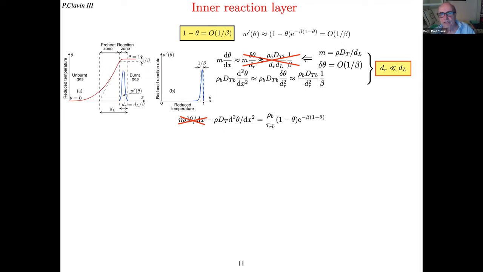So this being negligible, now the problem that you have to solve in the inner zone reduces to this nonlinear equation where rho dt is constant. Here you have a nonlinear term of theta. Now, this diffusion term should be balanced by the reaction term. And this reaction term is of order unity. 1 over theta is of order 1 over beta. So the order of magnitude of this term is 1 over beta, rho b divided by tau r. So you know the order of magnitude.